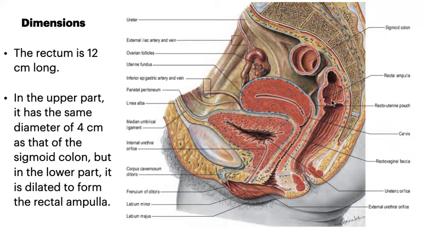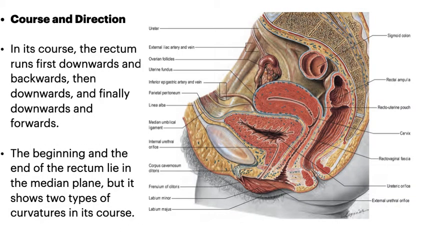Now, the rectum is about 12 centimeter long. In the upper part, it has the same diameter as that of the sigmoid colon, and the lower part dilates to form the rectal ampulla. In its course, the rectum first is running downwards, then backwards, and finally forwards like this.